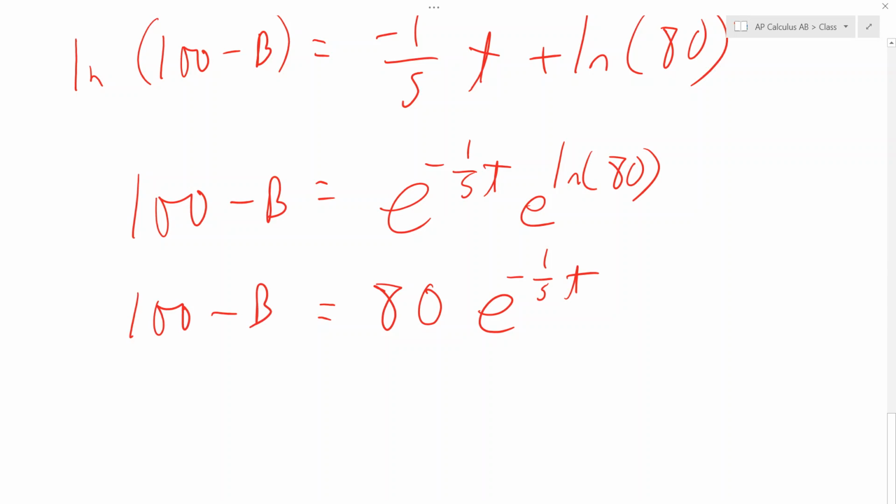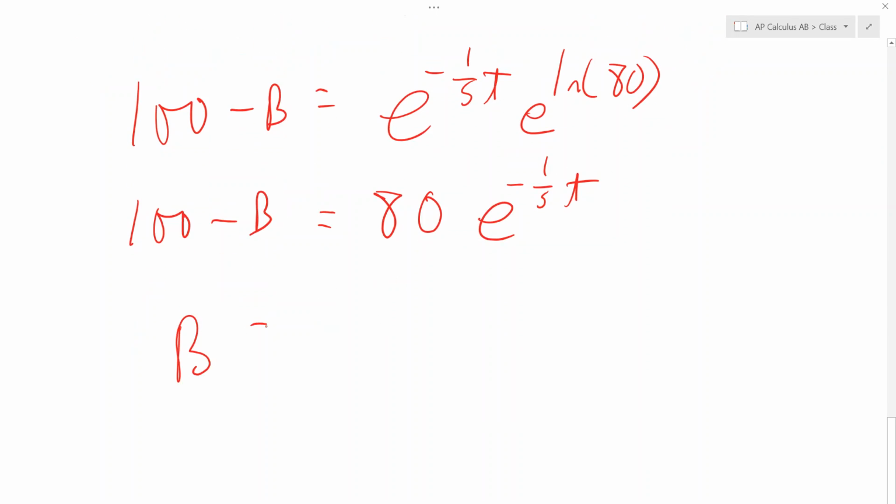You got 100 minus B. And if you solve that for B, you get that B is 100 minus 80e to the negative 1/5 t.